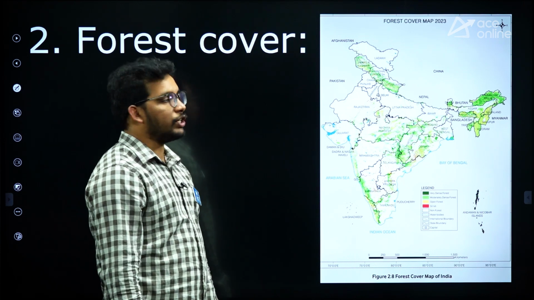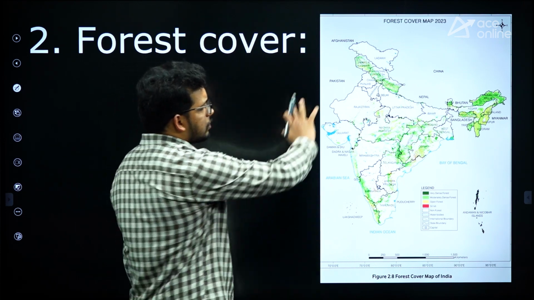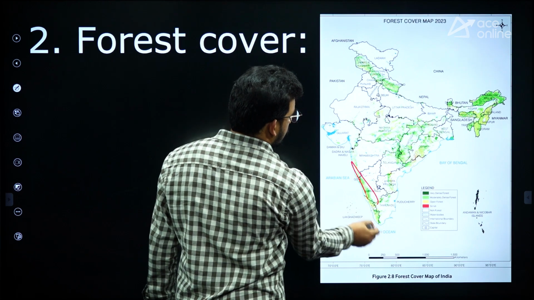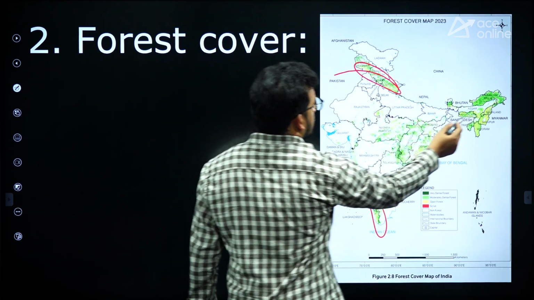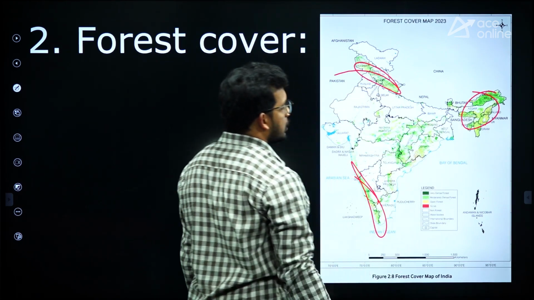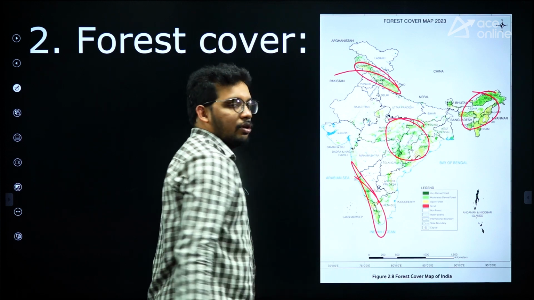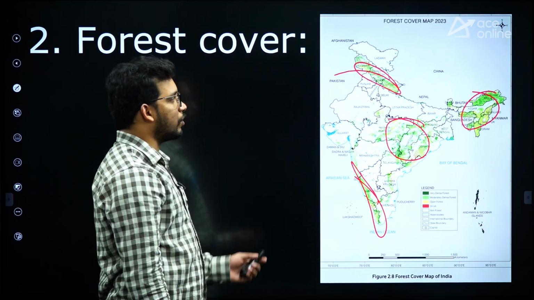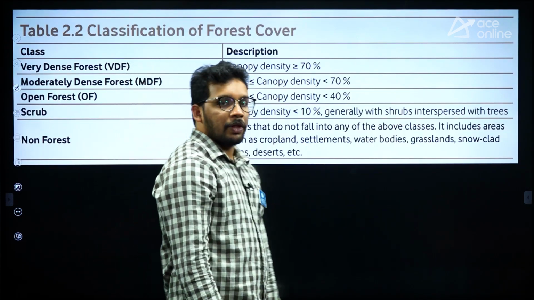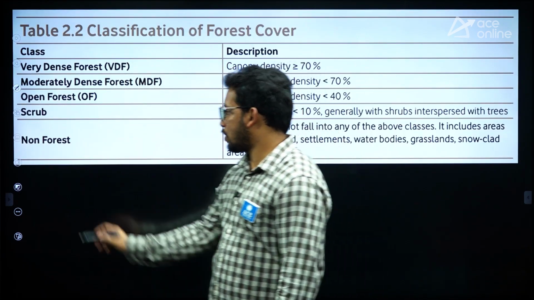Now let's also see the forest cover, and this is the overall spread of forest cover. Here we have the Western Ghats, the Himalayas, the entire northeast forest, and then Central India also. So these are the major forest cover regions. Now again we have a definition in terms of the forest cover.